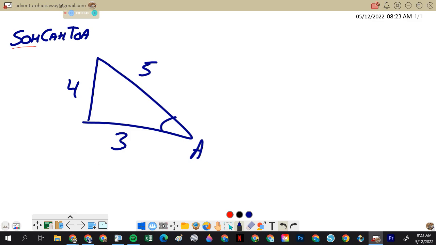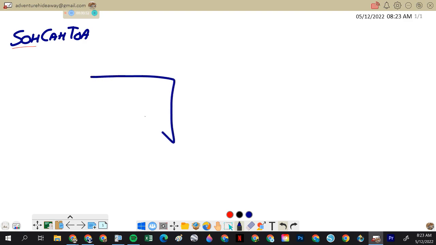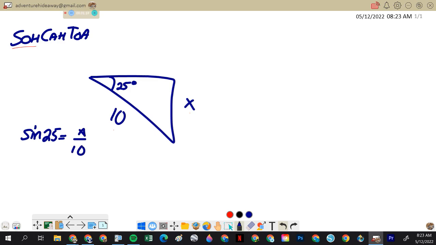Okay. And then we did problems like this. 25 degrees, and we would have x and 10. Which trig ratio would we pick here? So this would be the O side, and this would be the A side. So we choose sine. The sine of 25 is x over 10. Is this a multiply or a switch problem? Multiply. So I would times this by 10, and in my calculator I would type in 10 sine of 25.